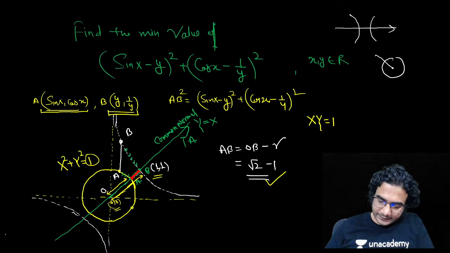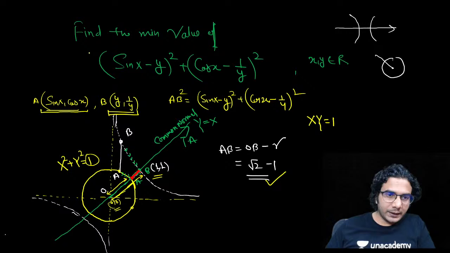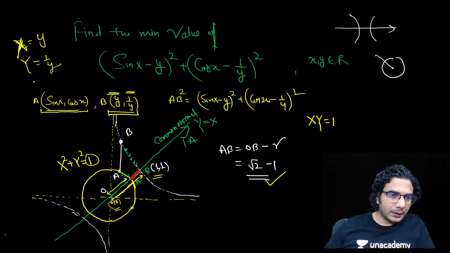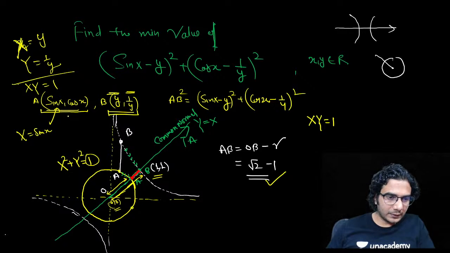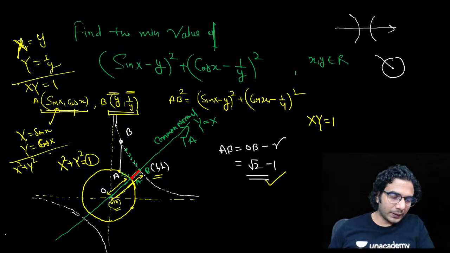Why is xy equal to 1? Because if you take capital X is equal to y, the x coordinate, and capital Y is equal to 1 upon y, the y coordinate, then if you multiply them, xy is equal to 1. Similarly, taking x as sin x and y as cos x, squaring and adding, x square plus y square is equal to 1, sin square plus cos square, so we have got this curve.